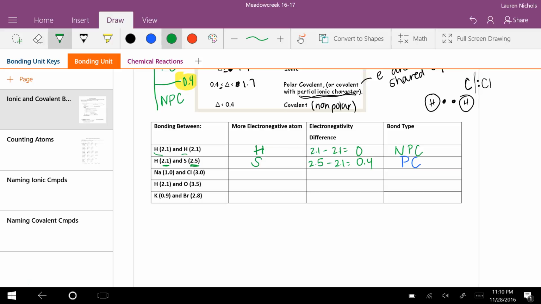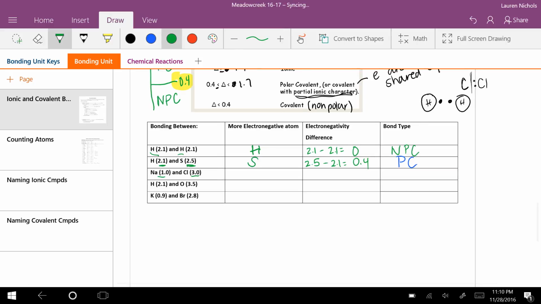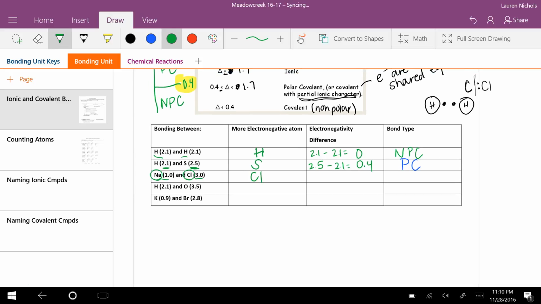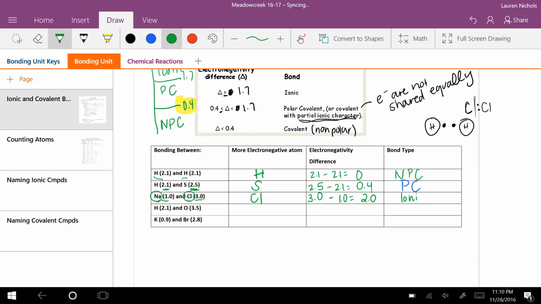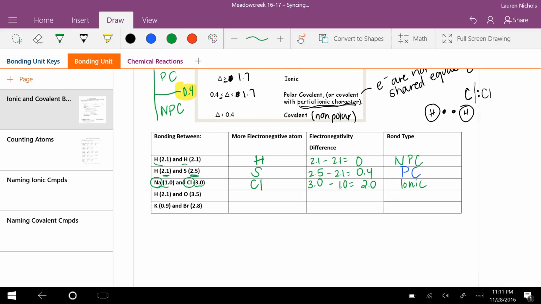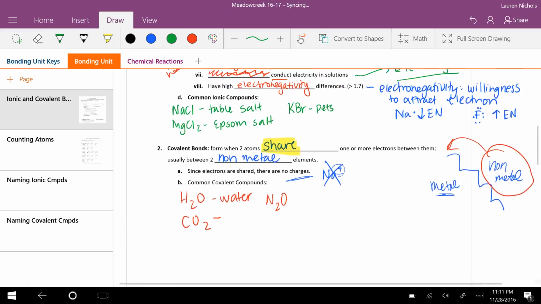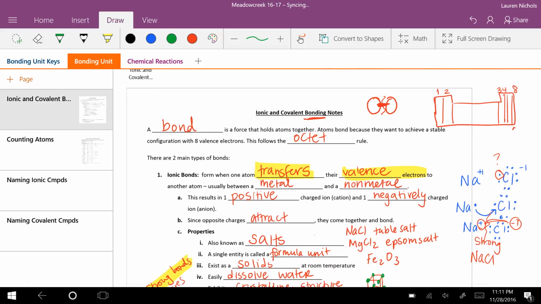Now, if we look at Na and Cl, we know that this is going to be ionic because we know that Na is a metal and Cl is a nonmetal. So when we have that combination, it's automatically ionic. But just to support our assumptions, chlorine is our most electronegative, and it's 3.0 minus 1.0. That gives us a value of 2.0. Now, if I look at 2.0, 2.0 is clearly above 1.7, so it will be ionic. Now you can complete the rest on your own, but this set of notes will really help you for your test and just in the future with understanding our ionic and covalent compounds.